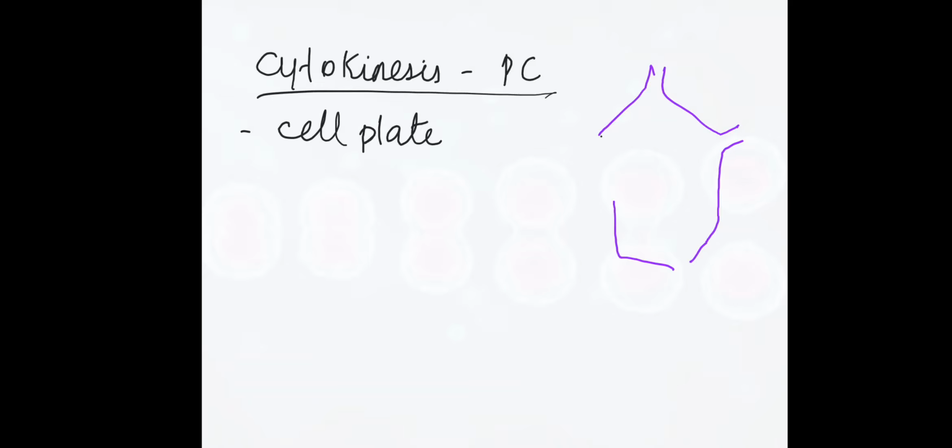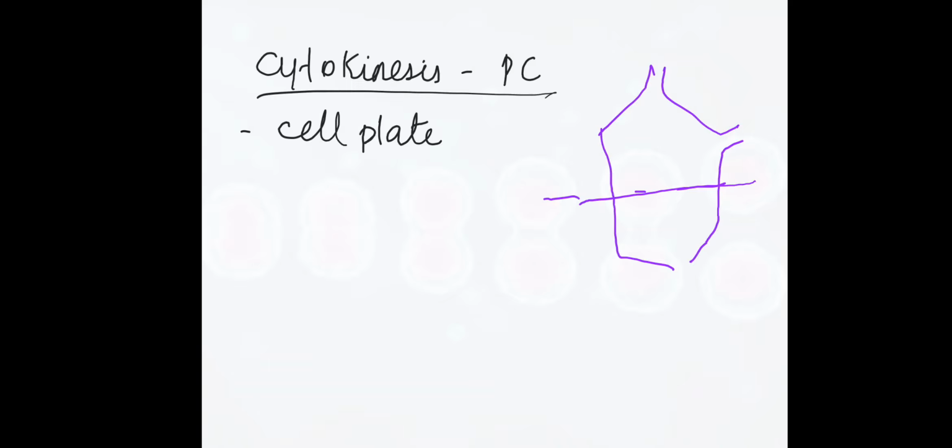As we know, cytokinesis in plant cell is accomplished by cell plate formation. As there is a rigid cell wall in plant cell, it is difficult for the cytoplasm to divide. Hence, instead of forming a furrow, the cytoplasm is partitioned by construction of cell plate inside the cell.